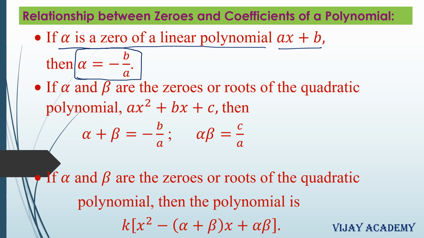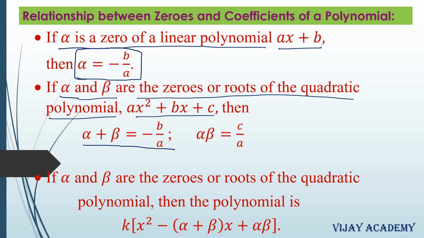And for a quadratic polynomial, if alpha and beta are the zeros of the quadratic polynomial ax square plus bx plus c, then the sum of the zeros will be in the form of minus b by a, and the product of the zeros will be in the form of c by a, where a, b and c are the numerical coefficients of the quadratic polynomial.